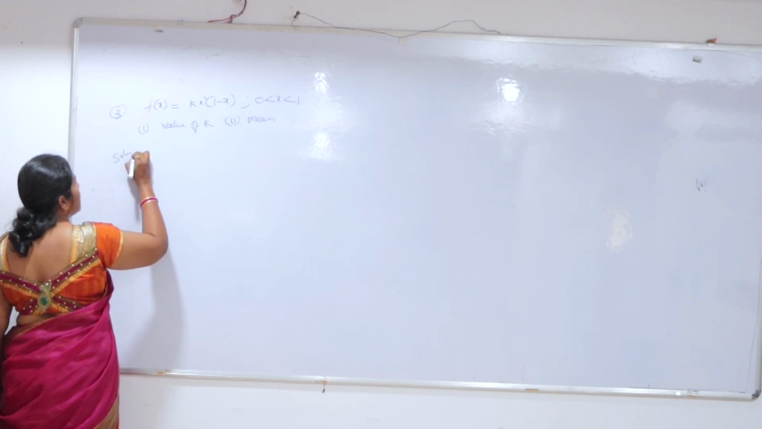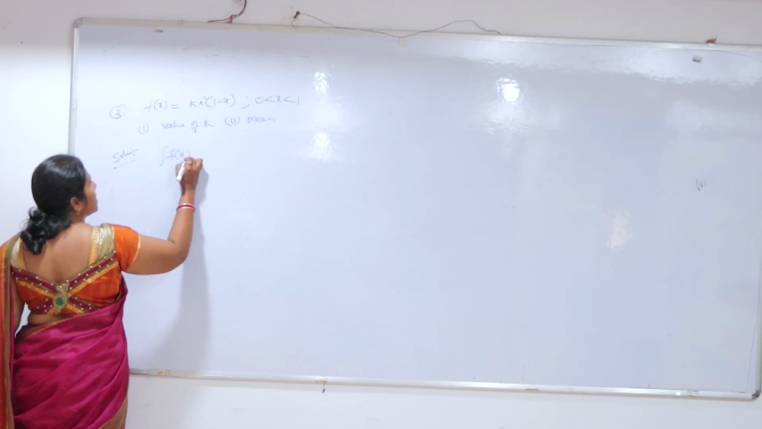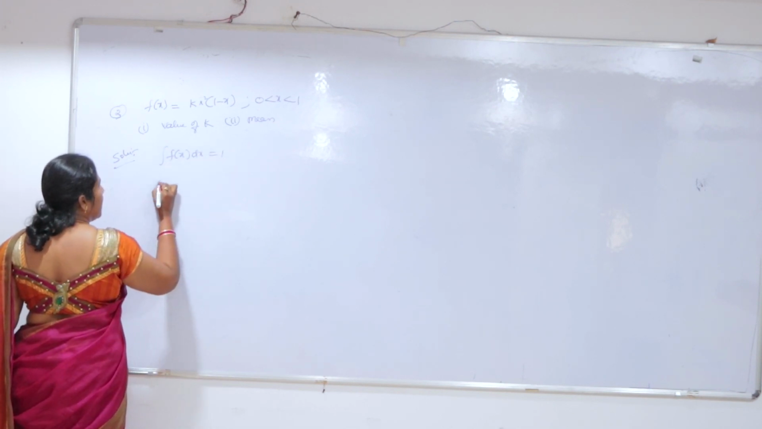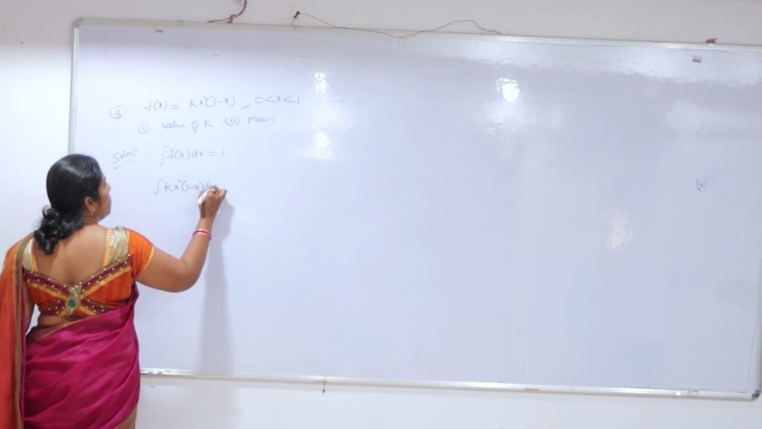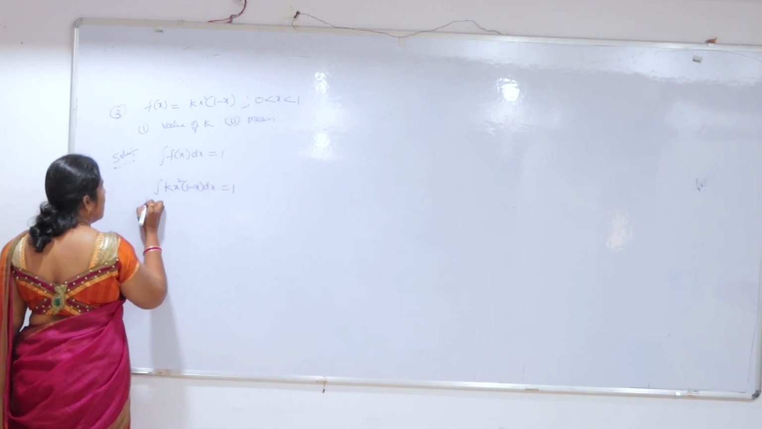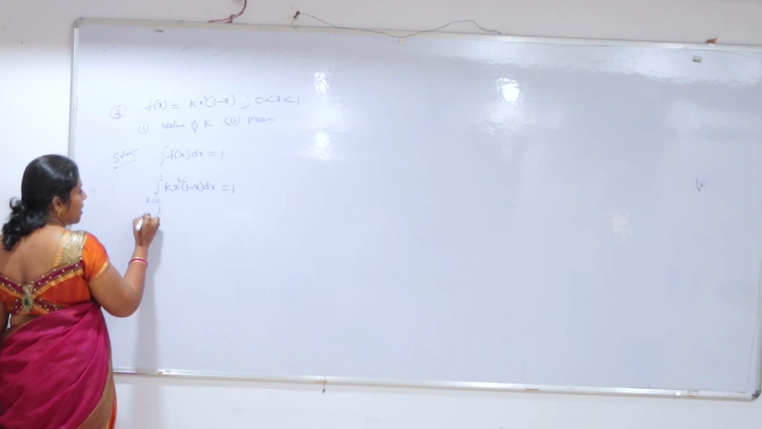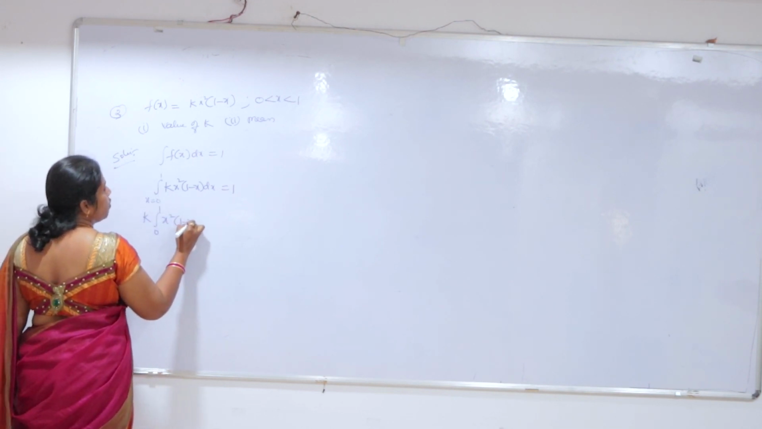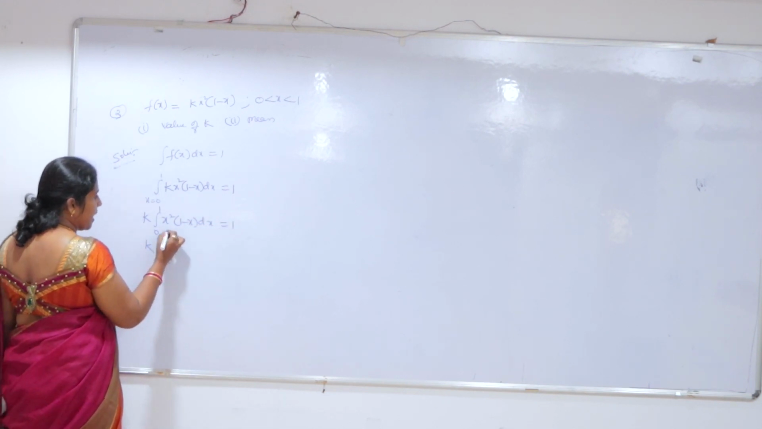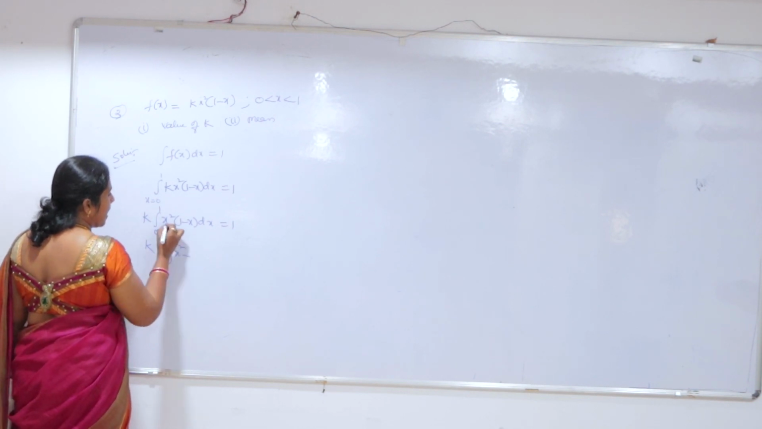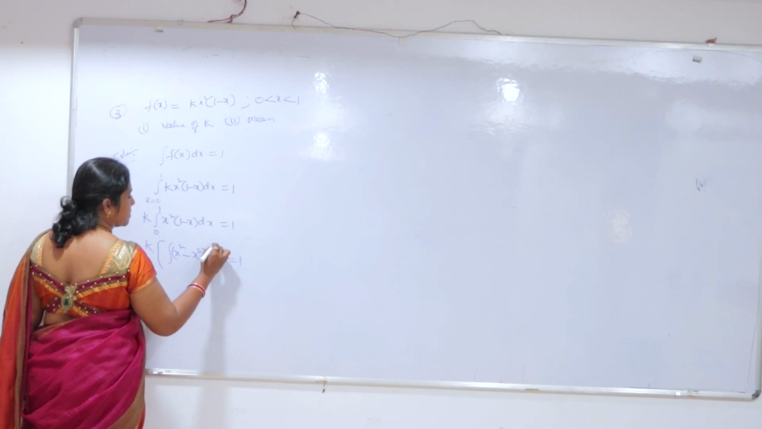So the solution is, we know that total probability is 1. Integral f of x dx equal to 1. What is f of x value? K into x square into 1 minus x into dx equal to 1. What are the limits you have here? 0 to 1. K is constant, you can write outside: x square into 1 minus x dx, that is x square minus x square into x, which is x cube, dx equal to 1.